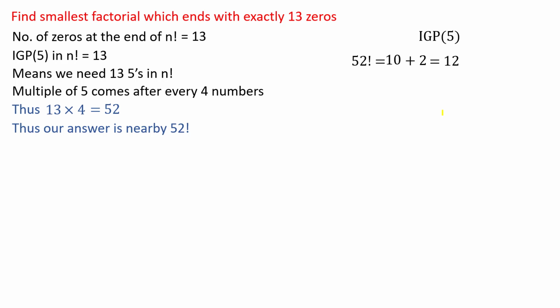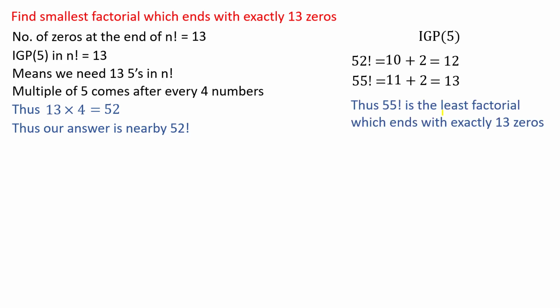So we need to go to the next factorial, which includes extra multiple of 5. So after 52 factorial, we need to check 53 factorial. No, not 53 factorial. We need to check 55 factorial. So in 55 factorial, the IGP of 5 is going to be how much? Divide 55 by 5, the quotient is 11, and divide 11 by 5, the quotient is equal to 2. Divide 2 by 5, the quotient is equal to 0. So sum of all these quotients is equal to 13. So from this we can say that 55 factorial is the smallest factorial which ends with exactly 13 zeros.